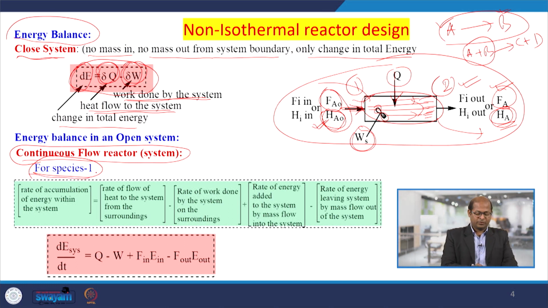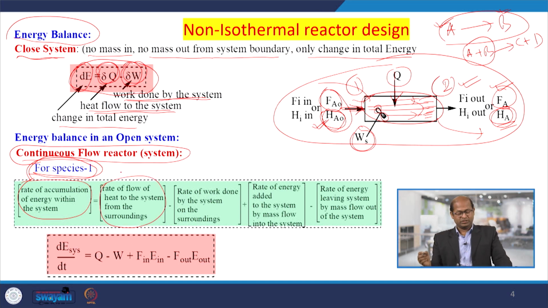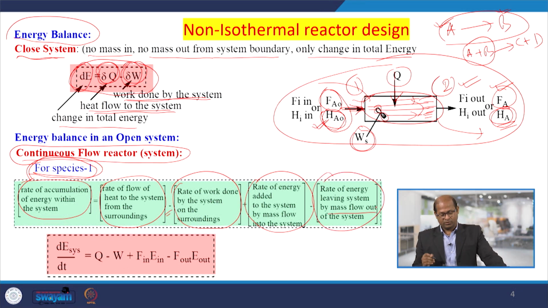Okay. So, first we will consider species 1, then we will consider multiple components and do the energy balance of that system. So, for species 1, the rate of accumulation of energy within the system equals the rate of flow of heat to the system from the surroundings, minus the rate of work done by the system on the surroundings, plus the rate of energy added to the system by mass flow into the system, minus the rate of energy leaving the system by mass flow out of the system.